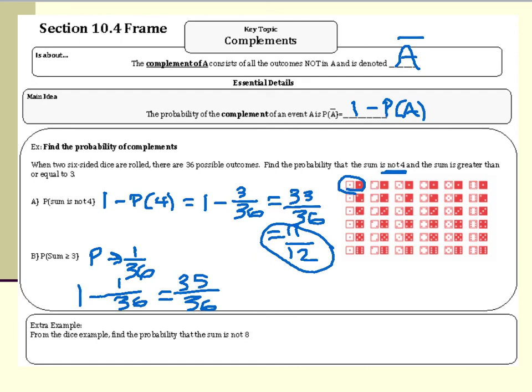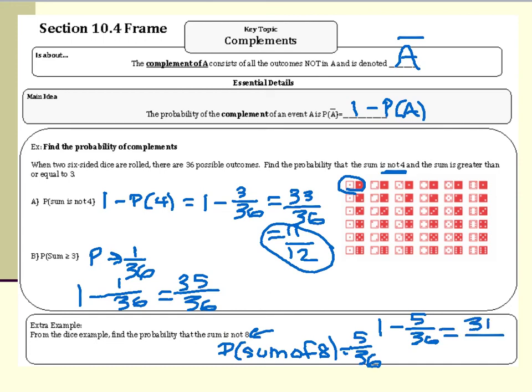Our extra example here from the dice example, find the probability that the sum is not 8. Okay, so the probability of the sum being 8, well, that's 5 out of 36. And you can just count how many ways it adds up to 8. So the probability of the sum not being 8 is going to be 1 minus 5 out of 36. And if you reduce that, you get 31 out of 36. So that's our probability that the sum is not equal to 8.